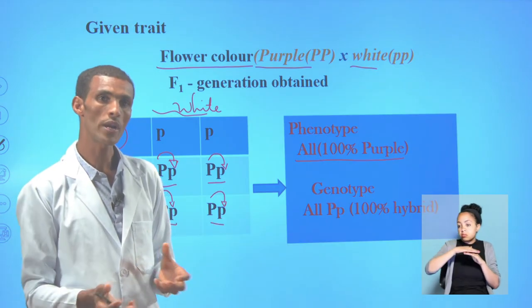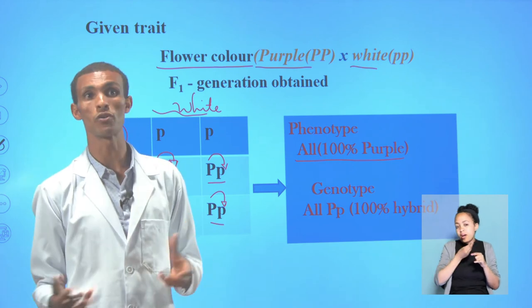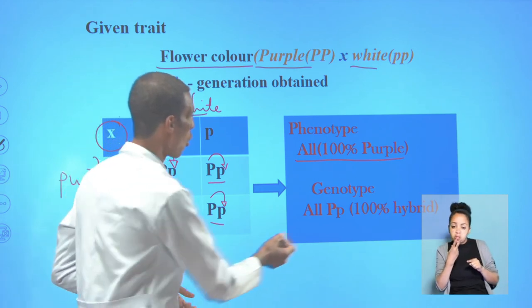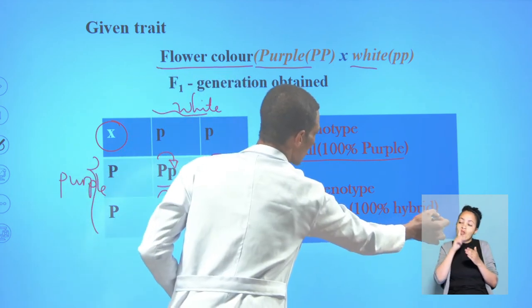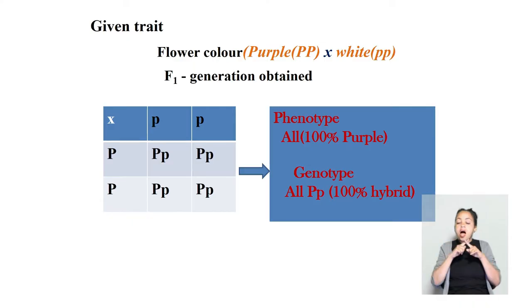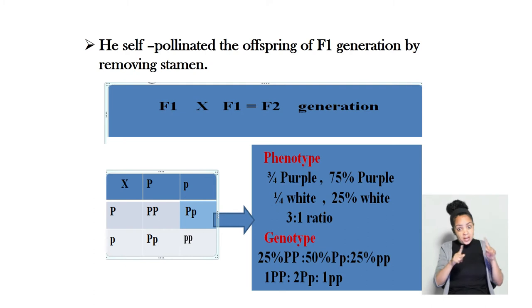Genotypically, we can describe the genetic composition of this one: all capital P small p, or 100% hybrid. Why did he start this cross? To check whether the character is pure or not, but it doesn't end up with a pure one. His end product is going to be hybrid. Then he takes another alternative.